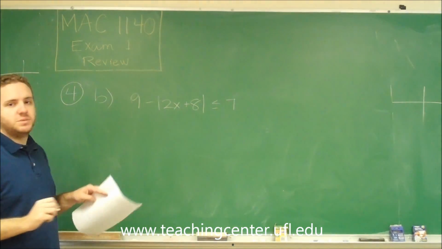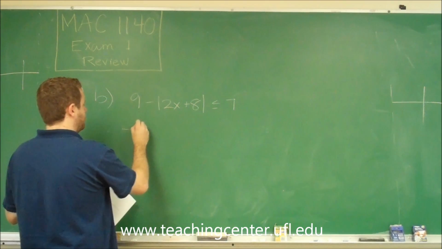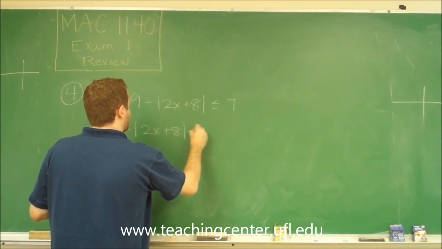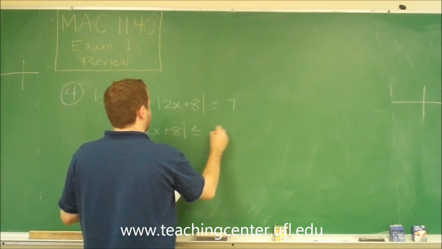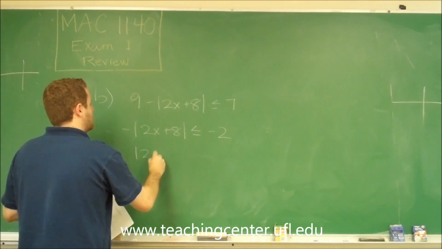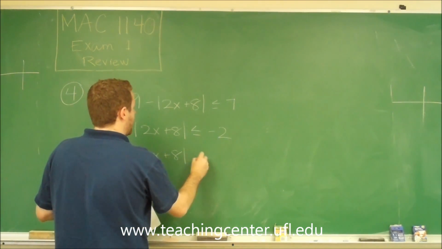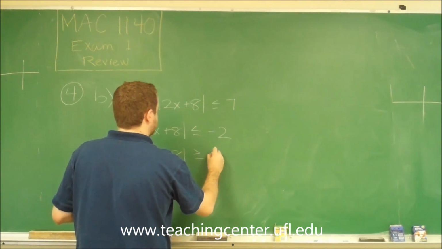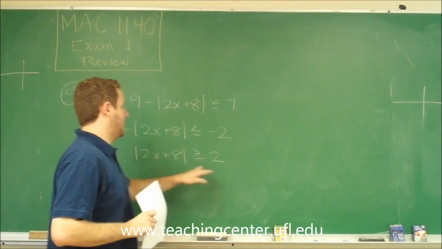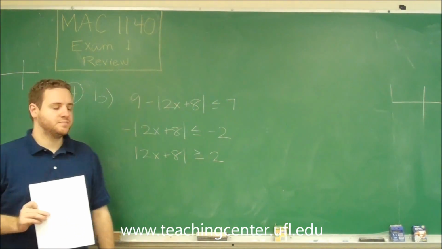So to do that, we can just subtract 9 from both sides. So 7 minus 9 would be negative 2. You can see here both sides are negative, so we can divide by that, but when you do that, you have to change the sign of the inequality. So we get that the absolute value of 2x plus 8 is greater than or equal to 2.